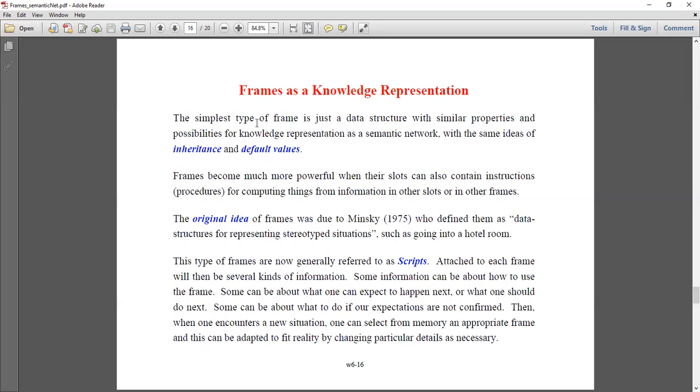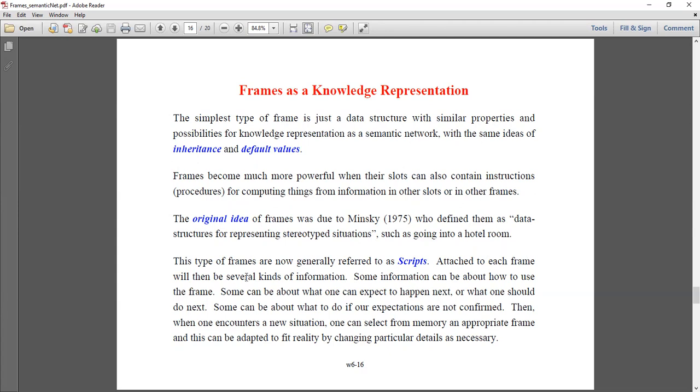The simplest type of frame is just a data structure with similar properties and possibility for knowledge representation, a semantic network with the simple idea of inheritance and default value. Frames become much more powerful when their slots can also contain instructions for computing things from information in other slots. The original idea of frame was due to Minsky, who defined them as data structures for representing stereotyped situations. This type of frames are now generally referred to as scripts. So scripts are the frames which also contain procedures for manipulating the data they contain.